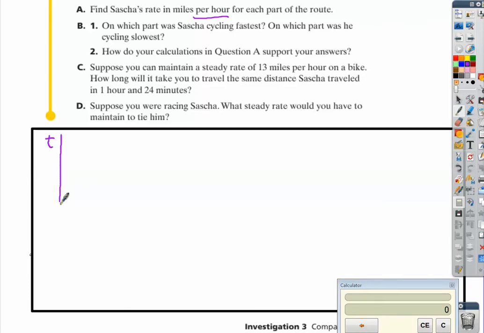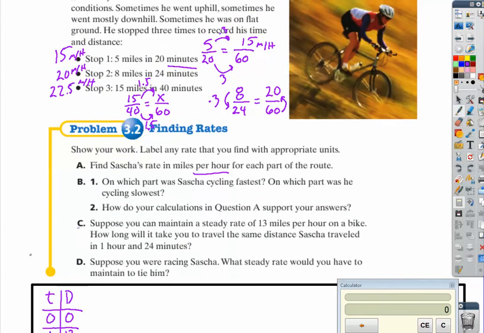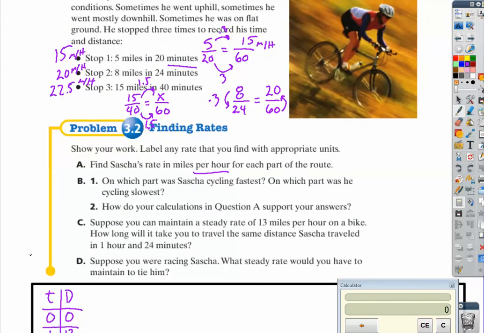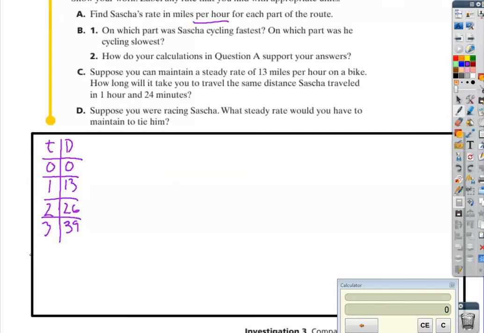So if I have time and distance, at 0 hours, I'm going to go 0 miles. 1 hour, I'm going to go 13 miles. 2 hours, I'm going to go 26. 3 hours, I'll go 39. So if I go back up, let's figure out how far Sasha goes, because that's how far we're going as well. 5 plus 8 is 13. 13 plus 15 is 28. So we're going a total of 28 miles. 28 miles at 13 miles per hour.